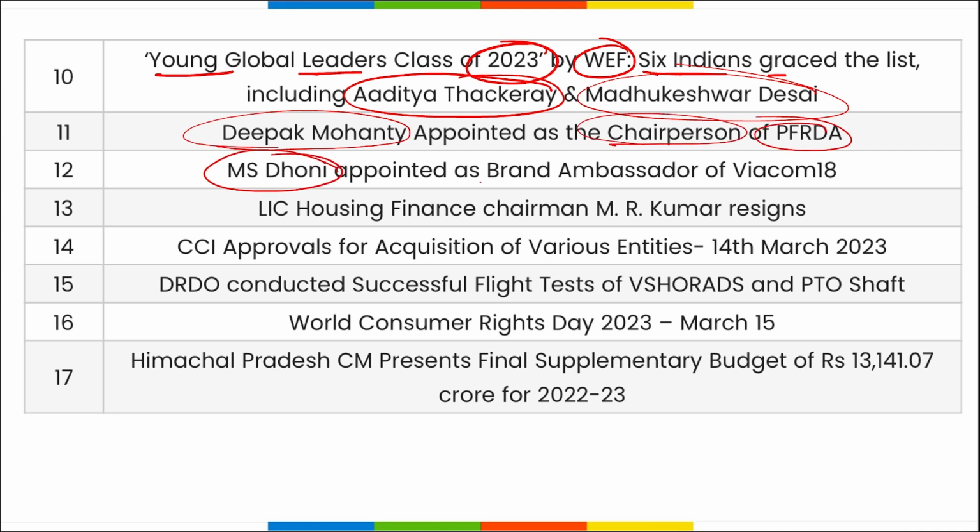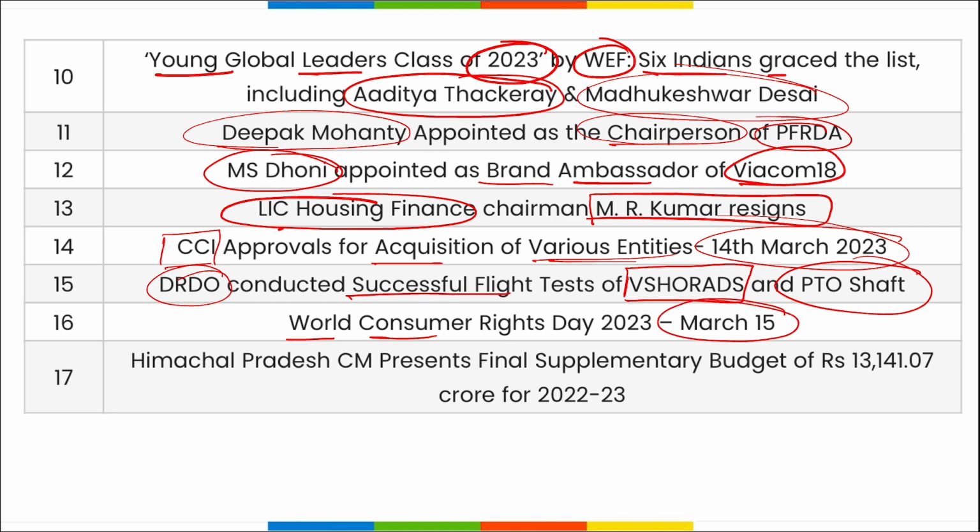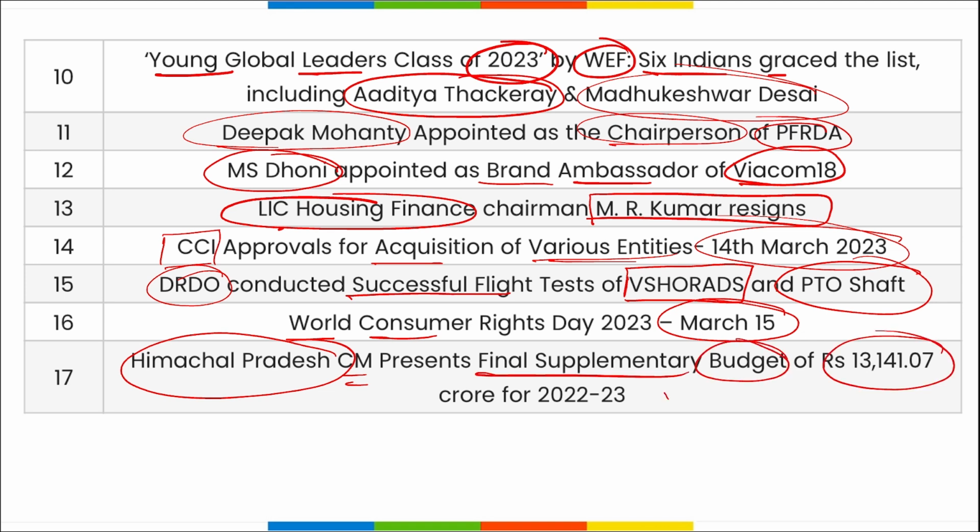MS Dhoni has been appointed as the brand ambassador of Viacom 18. LIC Housing Finance Chairman MR Kumar has resigned from his post. CCI approved acquisitions of various entities on 14th of March. DRDO conducted a successful flight test of VSHORADS, that is your very short range missile system, and the PTO shaft. Then World Consumer Rights Day was observed on 15th of March, and Himachal Pradesh Chief Minister has presented the final supplementary budget of 13,141 crore rupees for 22-23.